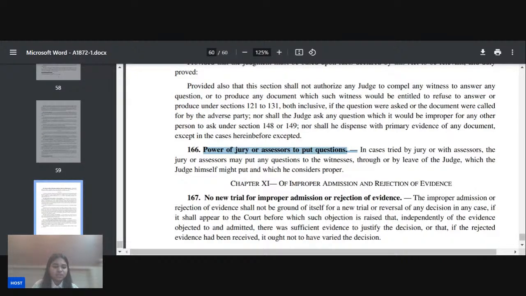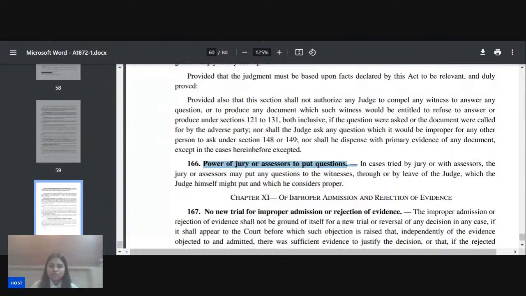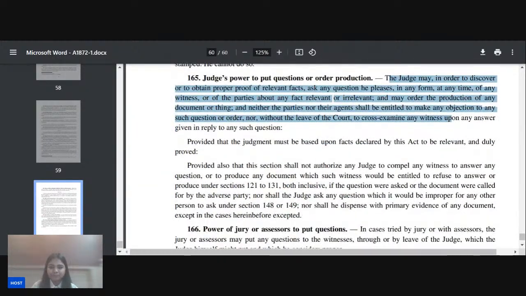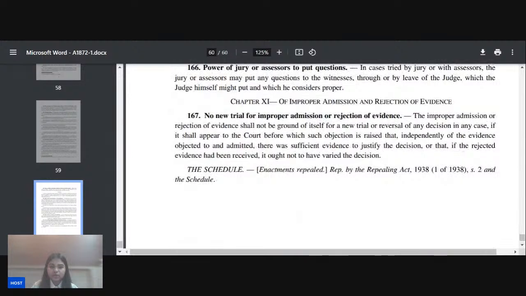Now, does the judge have the power to ask questions? That you can see in 165. So in order to discover anything, if he wants to discover or obtain any proper proof of any relevant fact, he can also ask questions, right? The provisos are there.